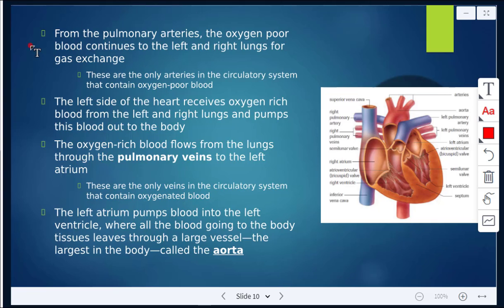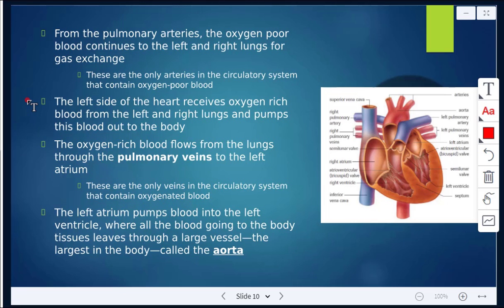All right, so from the pulmonary arteries, like I said, from here and here, the oxygen-poor blood will continue to the left and right lungs for gas exchange. These are the only arteries in the circulatory system that contain oxygen-poor blood. All right, so arteries usually contain oxygen-rich blood. These are the only arteries in the body that contain oxygen-poor blood.